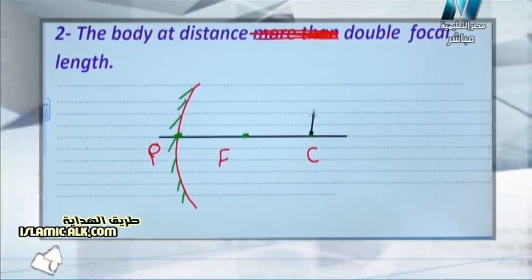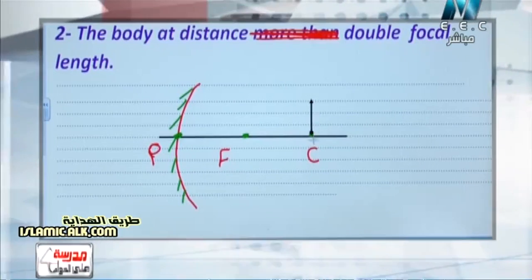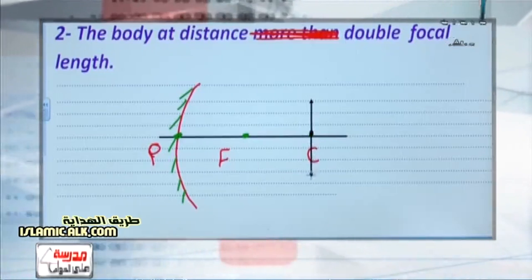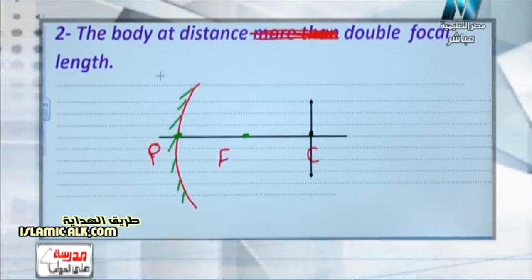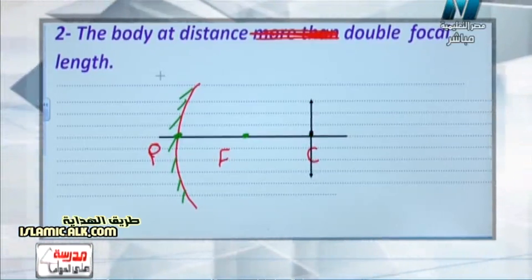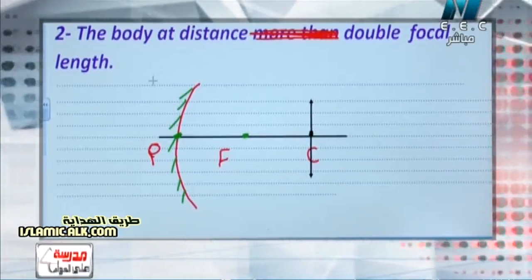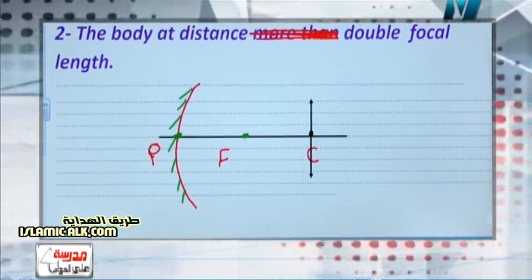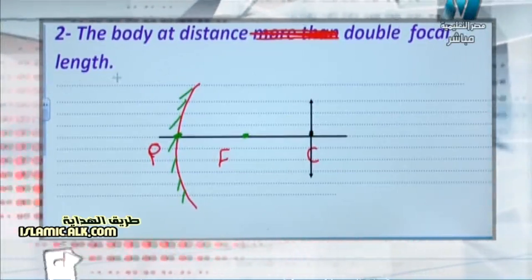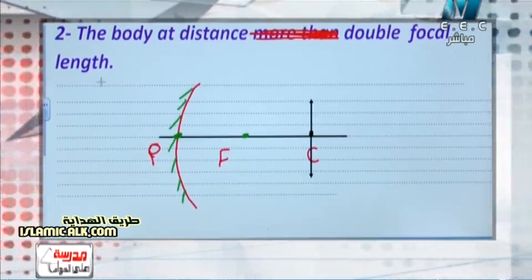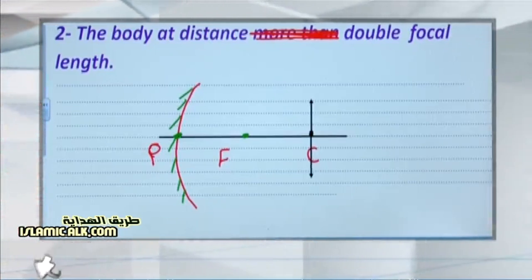Before I start, I know where the image must be, in this area and equal in size. If the object is at double focal length, the image is at double focal length and equal in size. They will be equal and in the same place. But we have a difference: the image is inverted.